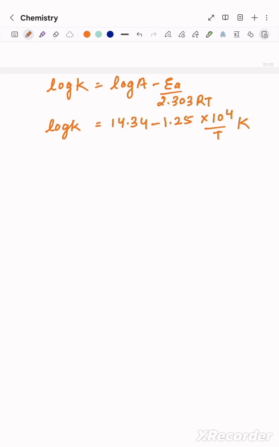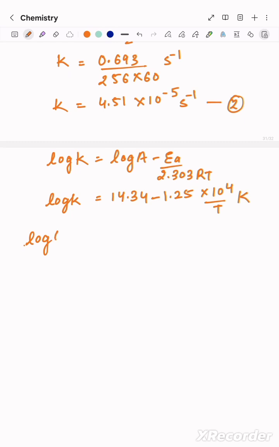So here the log k value is this: log of 4.51 multiplied by 10 to the power minus 5 is equal to 14.34 minus 1.25 multiplied by 10 to the power 4 upon T.